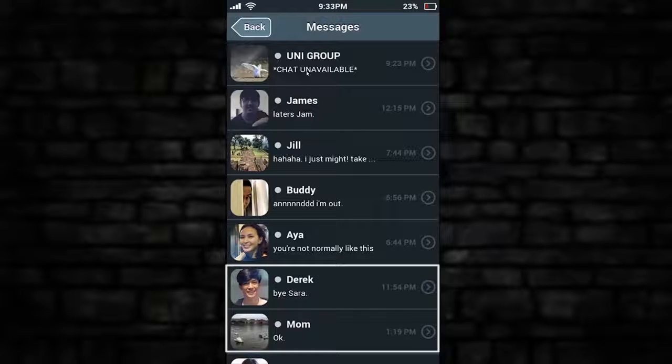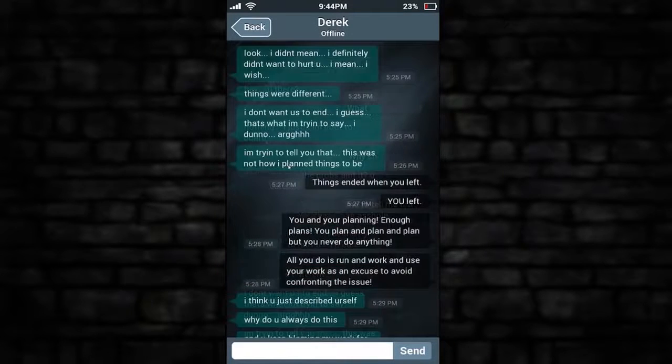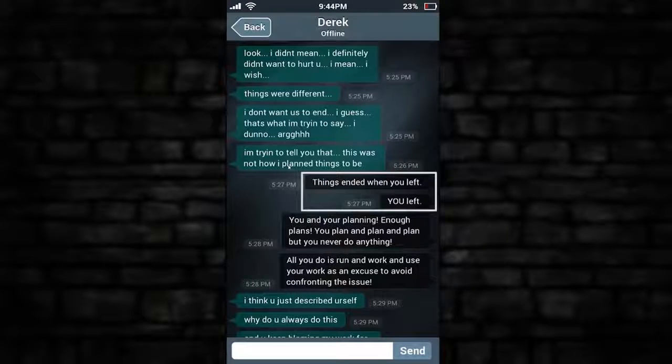Some to Derek, her ex-boyfriend who had only just become an ex, and her mother. Derek, the ex-boyfriend, very much comes across as someone who's been broken up with. He expresses that he wishes the relationship could continue and that things had been different, while Sara is very clearly angry and offended. She says to Derek, "Things ended when you left. You left."